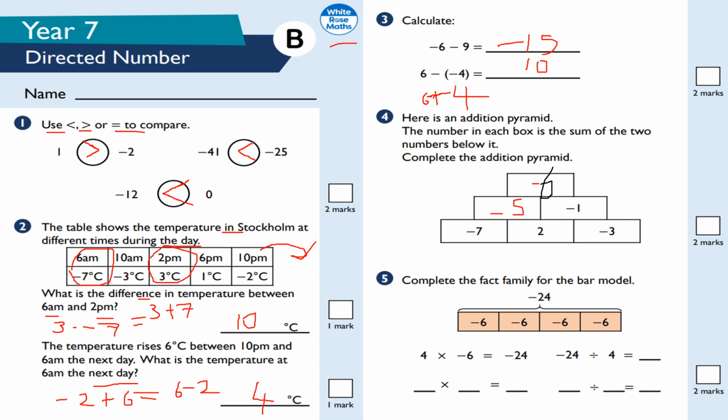Question number 5. Complete the fact family for this bar model. So 4 times minus 6 is minus 24. Minus 24 divided by 4 is going to be minus 6. 6 lots of negative 4 is negative 24. And minus 24 divided by negative 6 is going to equal 4. That's the answer for that one.